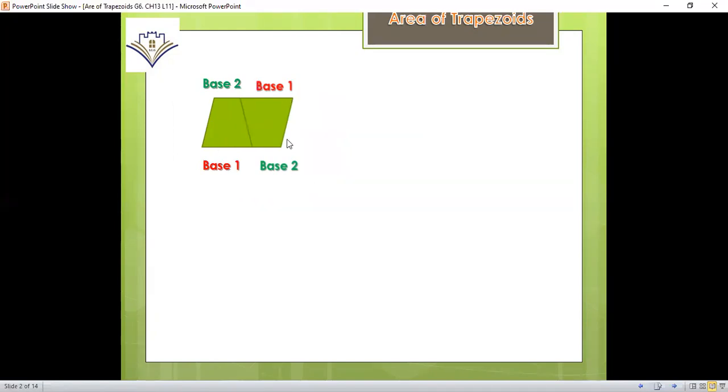Now we have a new shape. It's a parallelogram. Look here. We have this line, which forms the height, because it's a right angle. Then we have a parallelogram, and this is the base and this is the height. Then we can say area of parallelogram equals base multiply height.